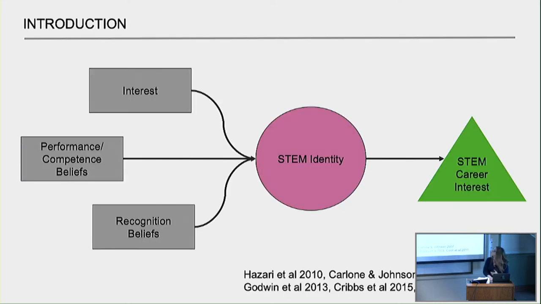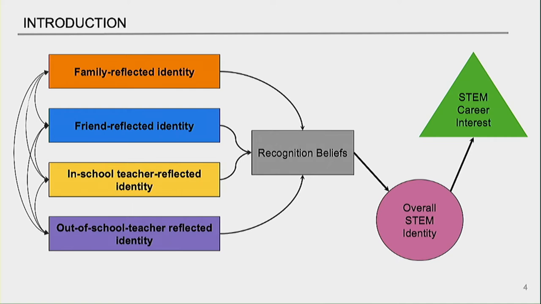We know from previous research that a student's STEM identity is built on their interests, performance competence beliefs, and recognition beliefs, and they all make up a person's STEM identity. The higher those interests and beliefs are, the stronger the identity is, and the greater the association with them going into a STEM career.